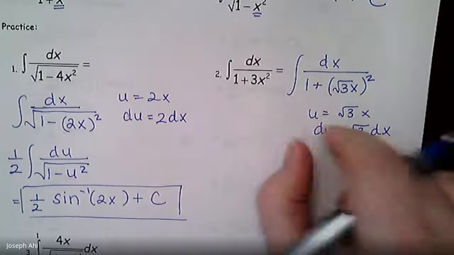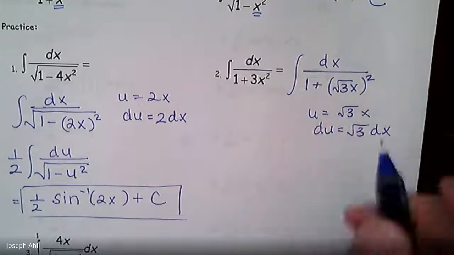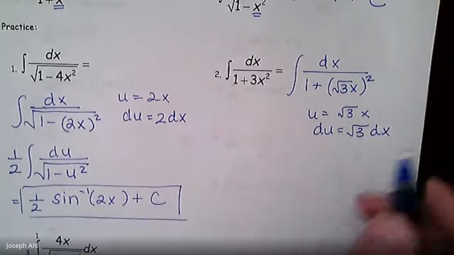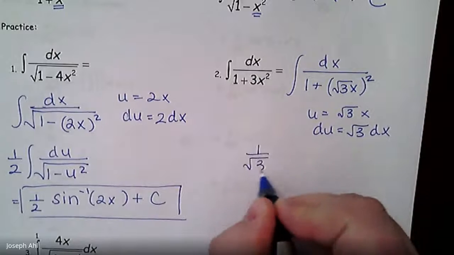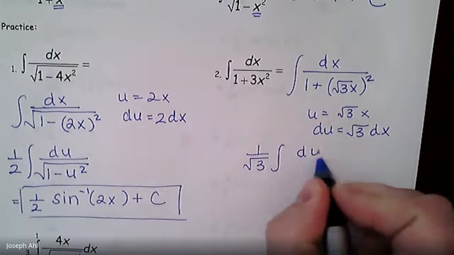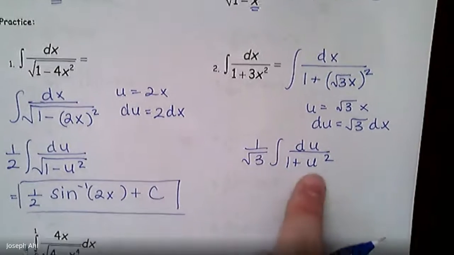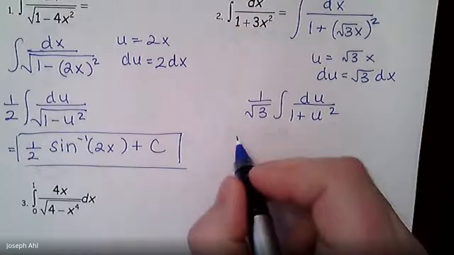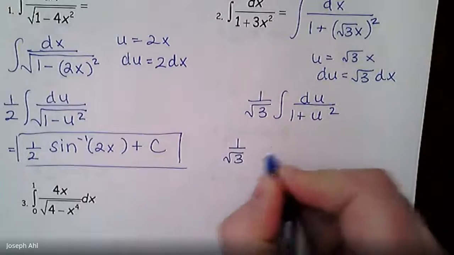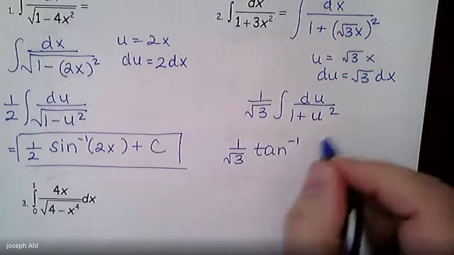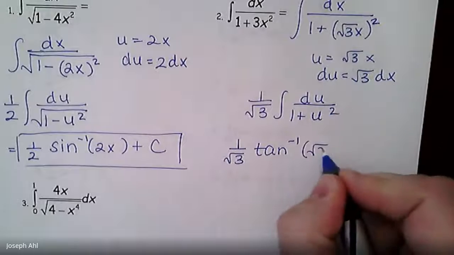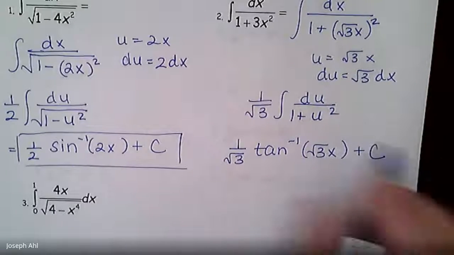So to create our balance here with du on the inside, we're going to multiply the outside of the integral by 1 over radical 3 this time. And du would now be over 1 plus u squared. Once we get it down to this stage, we know that that's tan inverse, so we get 1 over radical 3 tan inverse of u, where u is really radical 3x, and then plus c.